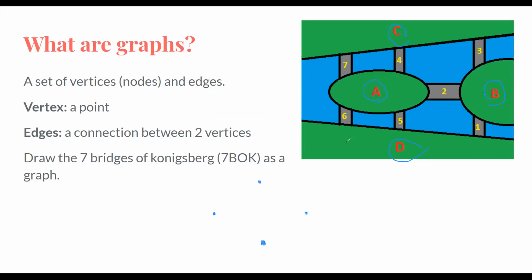And in our graph, we are also going to need connections between these 4 land masses, and that's what the bridges are going to represent. So the bridges are going to represent our edges here, and that's why we're going to have 7 edges, because we have 7 bridges, which are our connections.